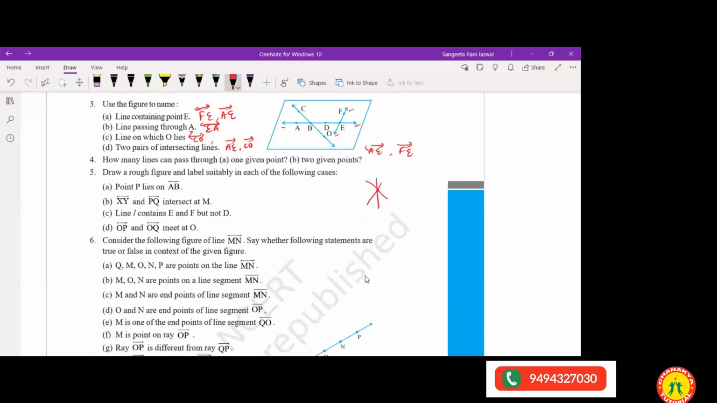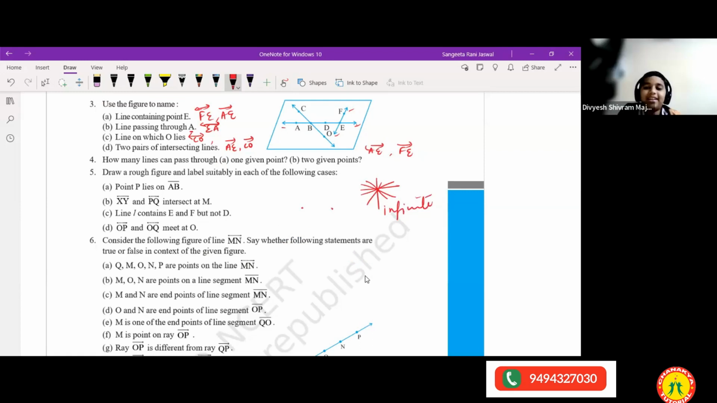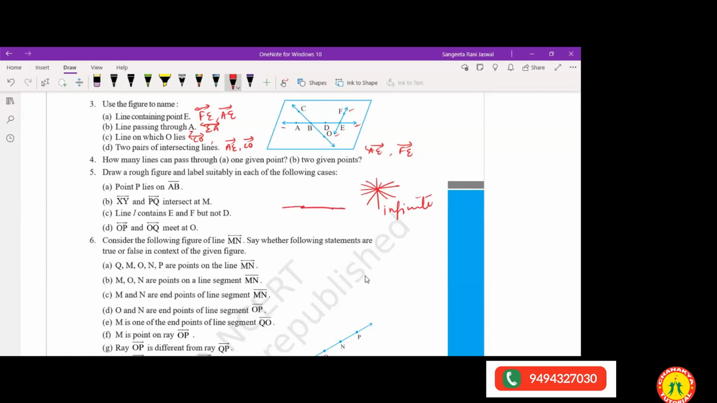This can pass, this can pass, this can pass, this can pass. So infinite number of lines. But if I have two given points, how many lines have to pass? One. So only one line can pass through this, you know. So that is only one.